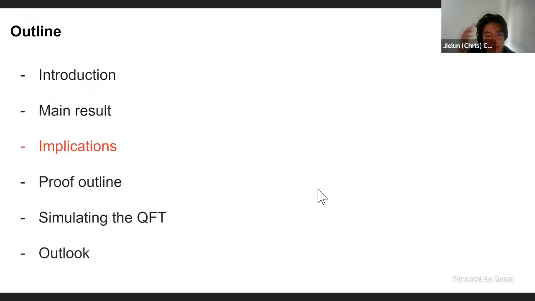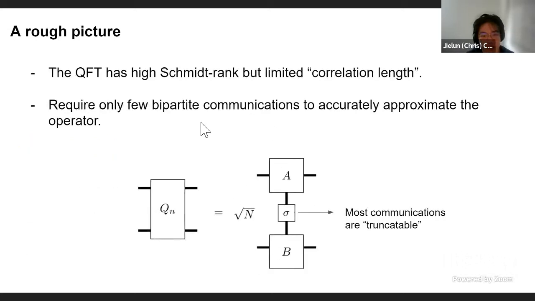Before I go into details of how I prove this and some other related stuff, I will talk about some implications of these results. Just a rough picture of what I just said: the QFT has a high Schmidt rank, but somewhat limited correlation length. You only require a few bipartite communications to accurately approximate the operator. So if you partition the operator into two parts, most communications between the two parts are somewhat truncatable.